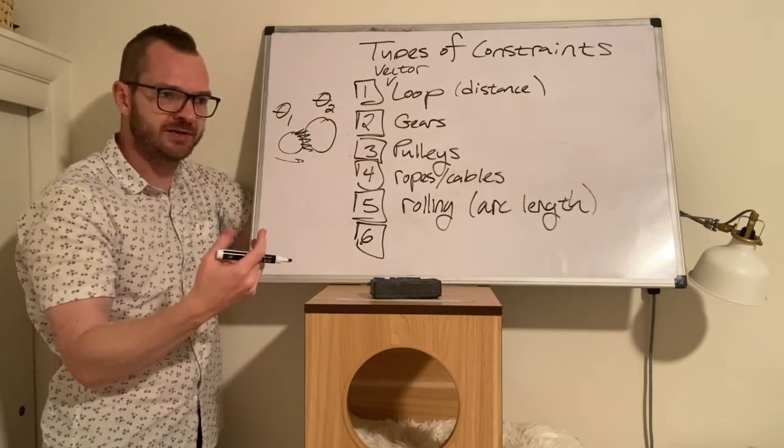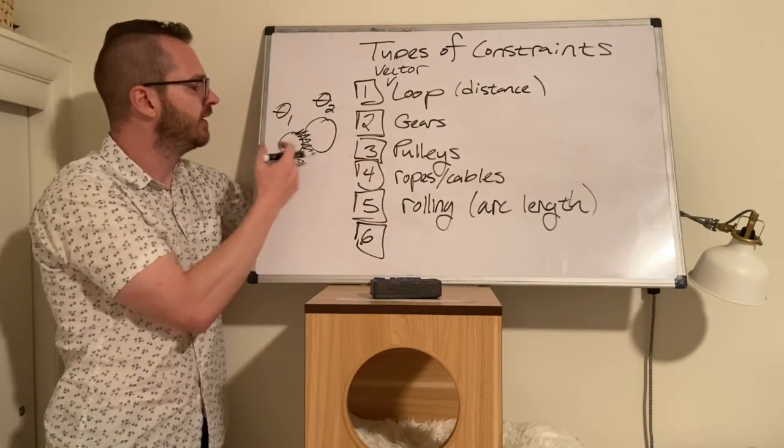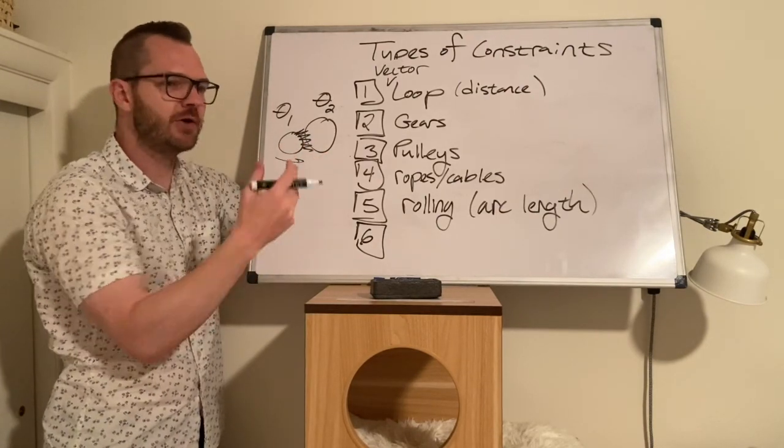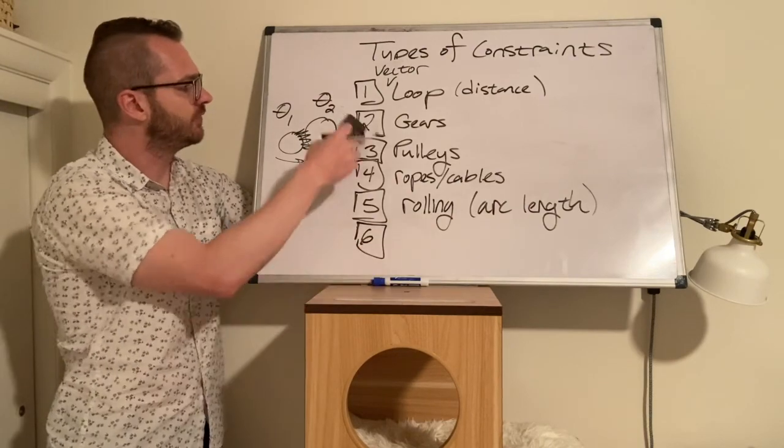And again, that's the whole idea with the constraint, right? Is that these 2 generalized coordinates are no longer independent. So there's your gear constraints.